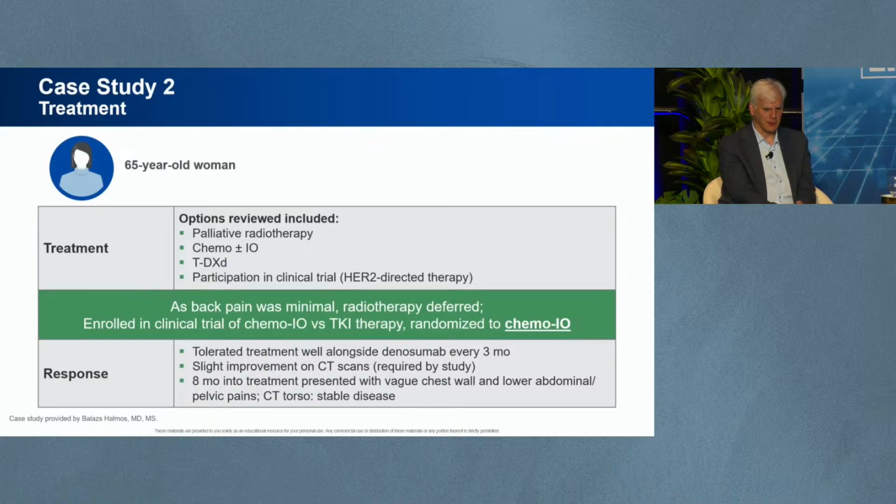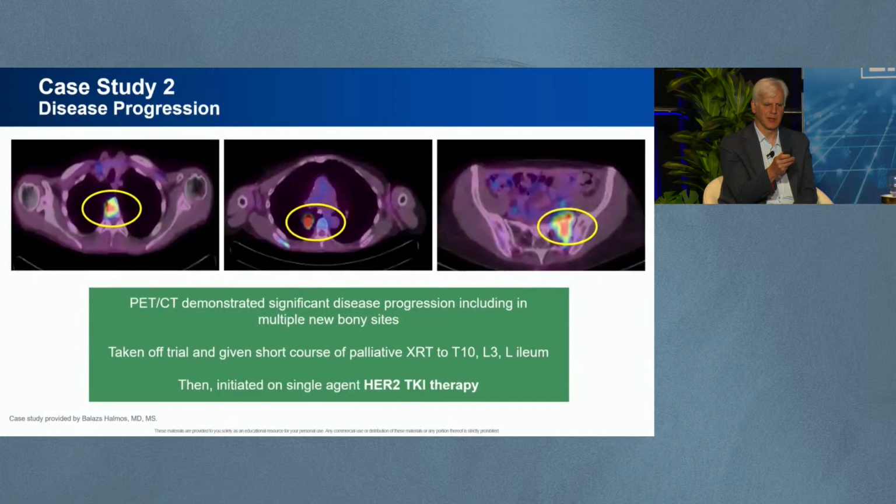Again, radiation was deferred. The patient actually went on this clinical trial and was randomized not to what we were hopeful for, not to TKI, but to chemotherapy and immunotherapy, and actually tolerated it very well, had a nice initial stability, some improvement on the trial, and of course received some bone targeting therapy at the same time. But 8 months into treatment, she had, again, some vague pains, chest wall, lower abdominal, pelvic pains. Strangely, I did a CAT scan of her torso, and that showed completely stable disease, somewhat fooling us.